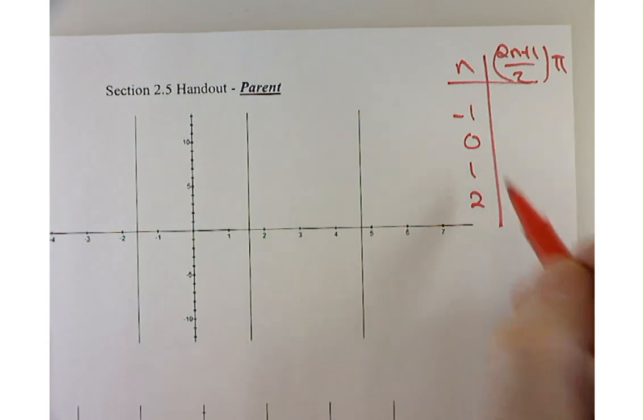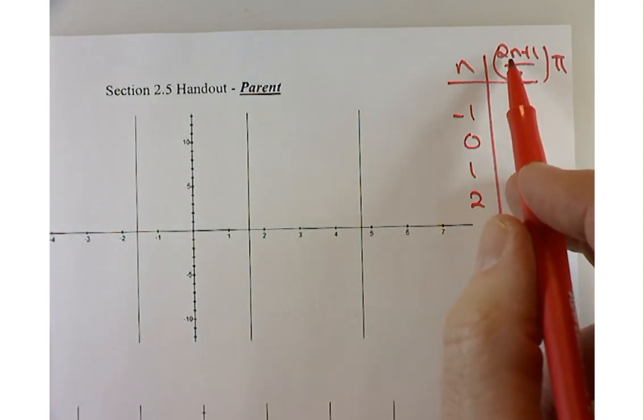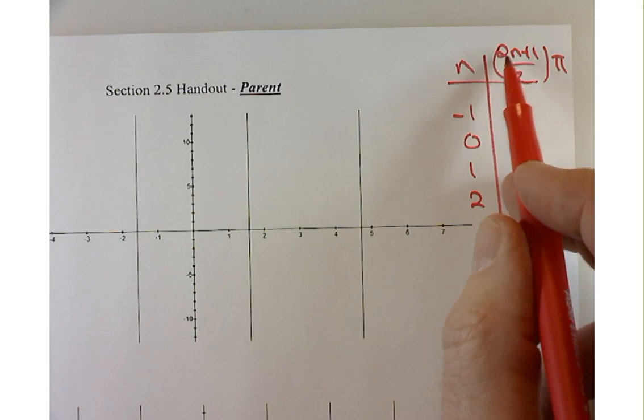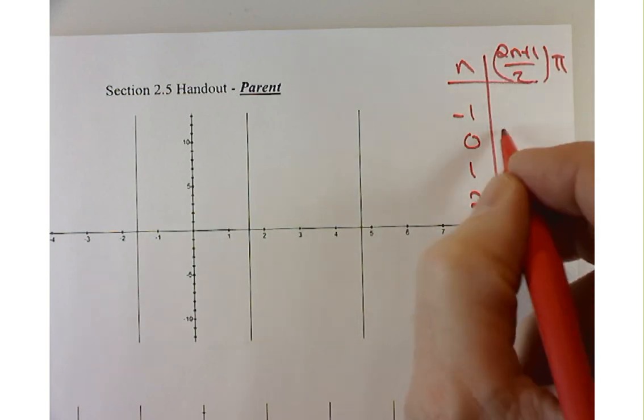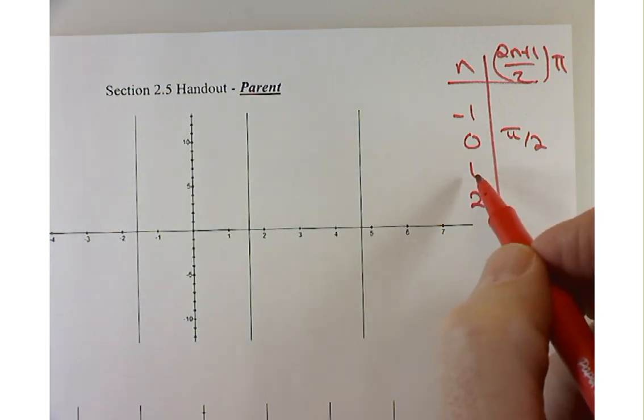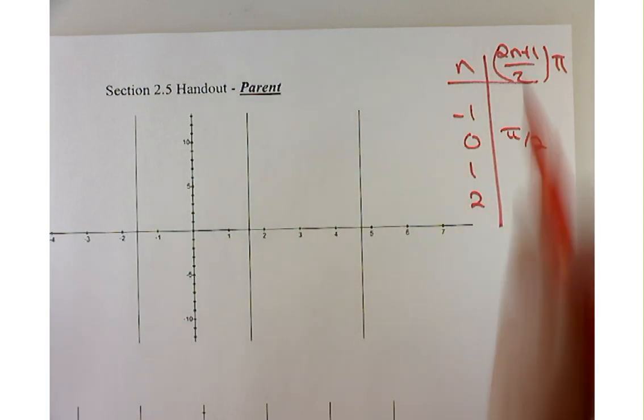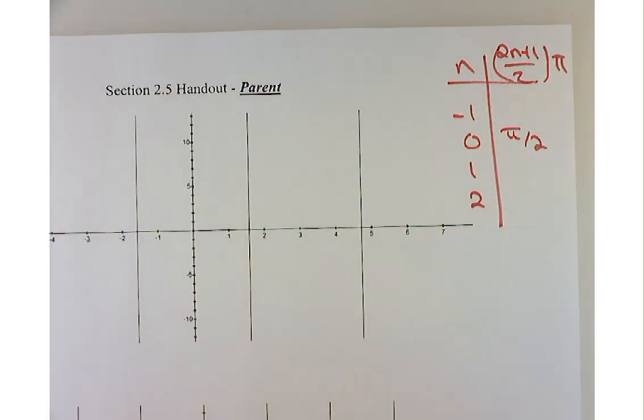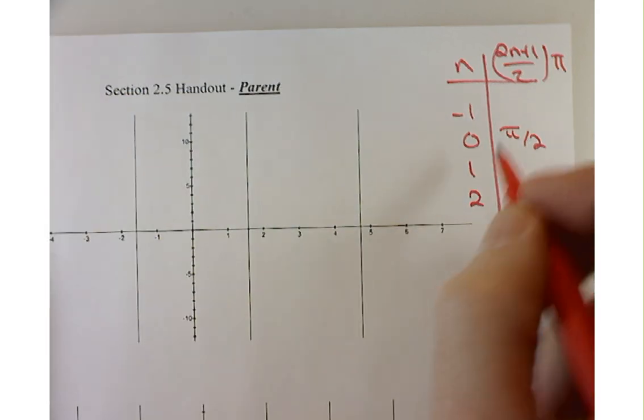Let's start with a 0. If I plug in a 0 for n, that's going to leave me with 1/2 times pi, or better yet, pi over 2. If I plug in a 1 for n, what's that going to give me? 3 pi over 2.